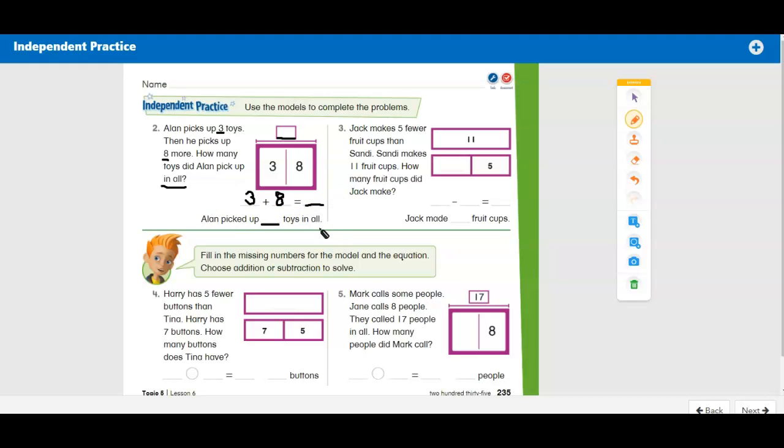So all we're doing is trying to find our total answer on number 2. 3 plus 8 equals, and then write your answer in the correct spots. And again, like I said, you will need to pause the video to work on these problems, and then whenever you press play, we'll begin talking about the next question.